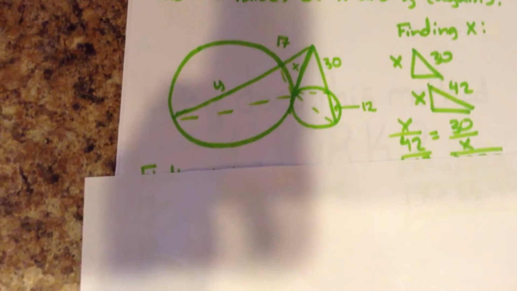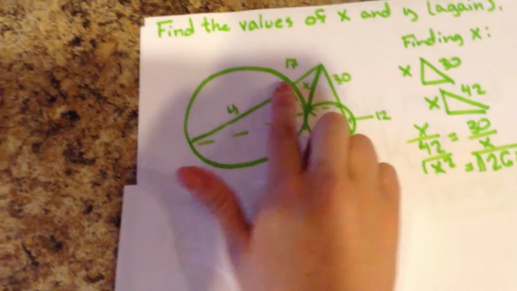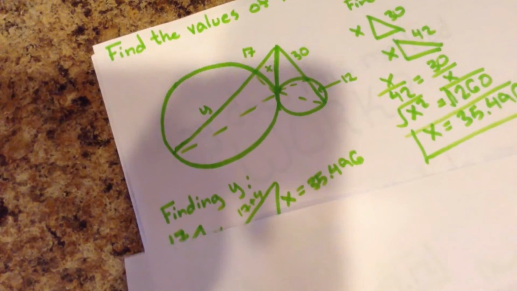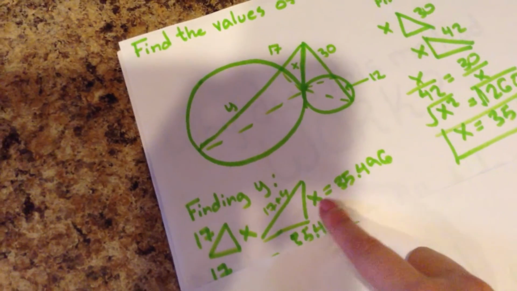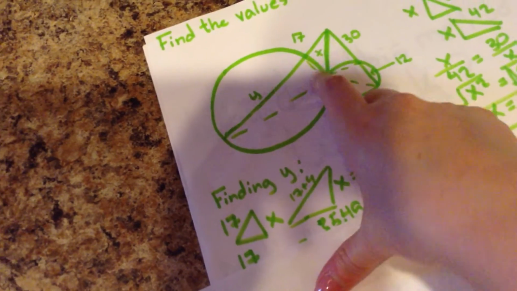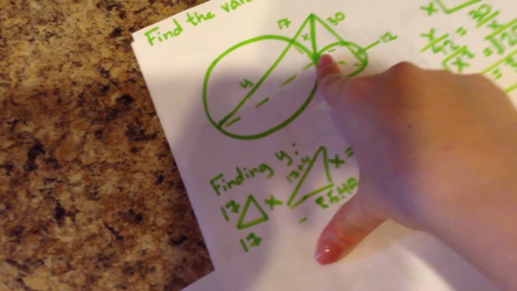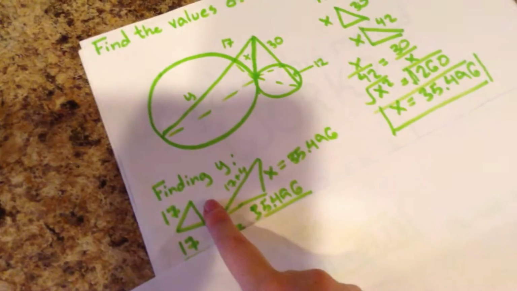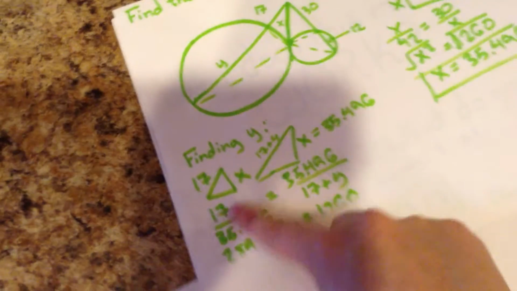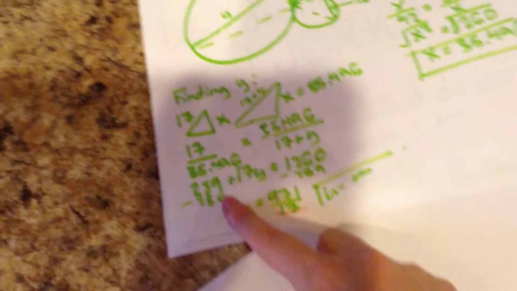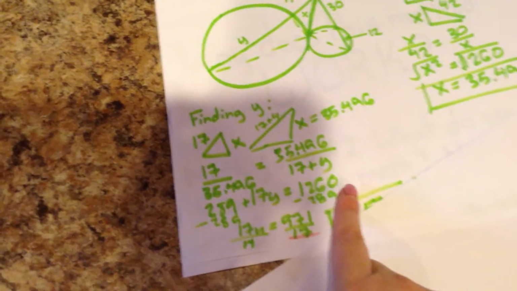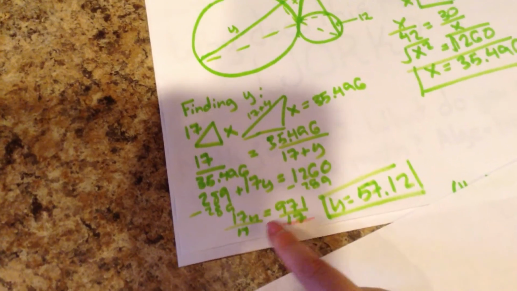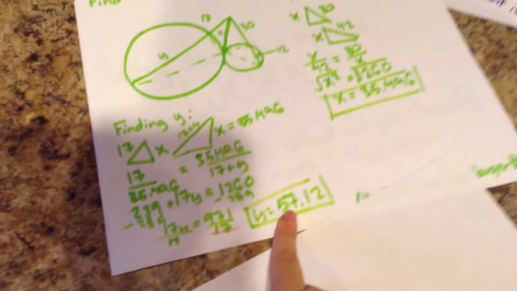Now, this is a little bit bigger because we have this entire long piece and the tangent. So all we want to do is, again, set up our triangles, and we know that x equals 35.496, but we want to do this entire one for this big triangle, so we know that's 17 plus y. And this one is just 17 and x, which we already have is 35.496. Set up our proportion again. 289 plus 17y equals 1,260. Subtract 289. 17y equals 971. Divide by 17. Y equals 57.12.